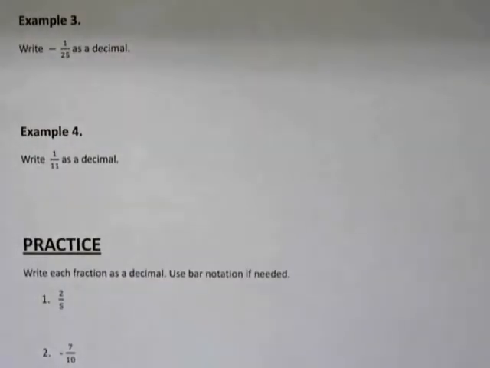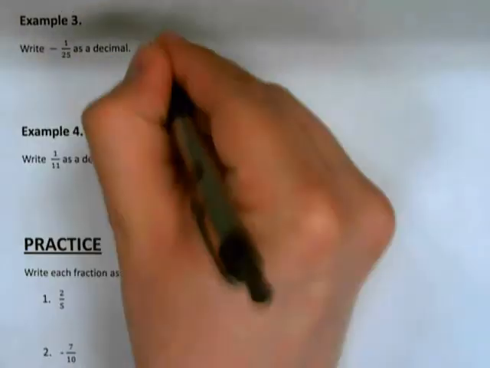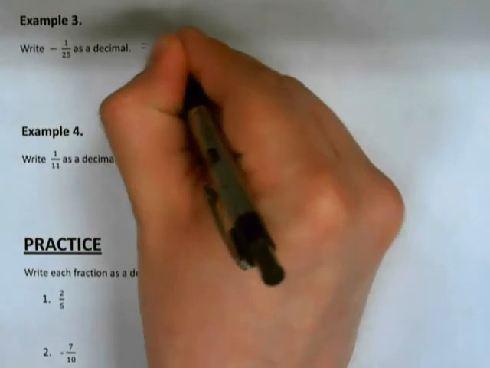Alright, just got a couple more to show you, so go flip to the back page if you haven't already. And we've got example 3 here. It says write negative 1/25 as a decimal. Okay, so now we have this negative, and that can tend to mess us up a little bit. But don't let it mess you up, because it's really not that difficult. All we know is that this negative means that our answer is going to be negative.